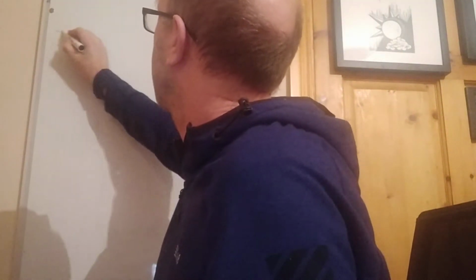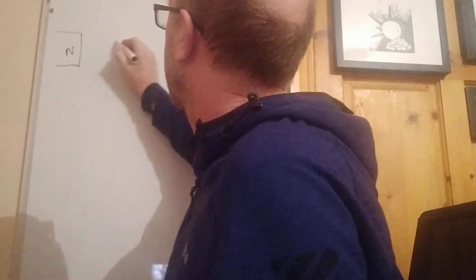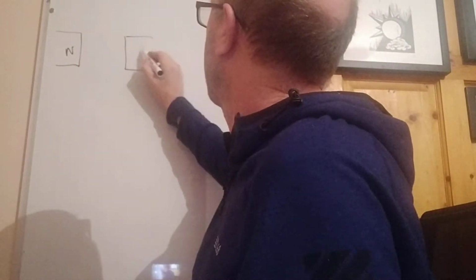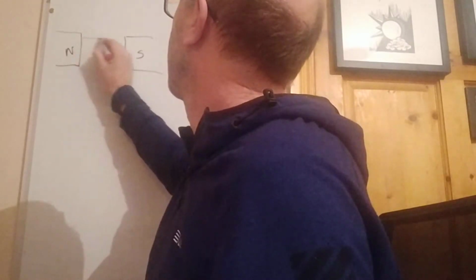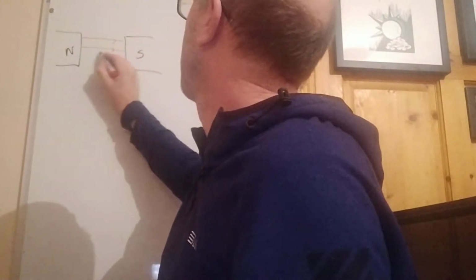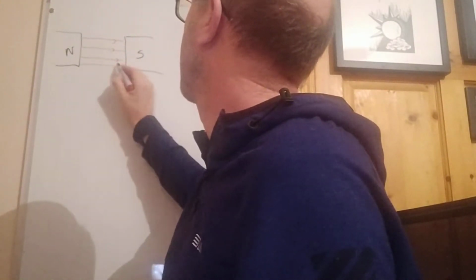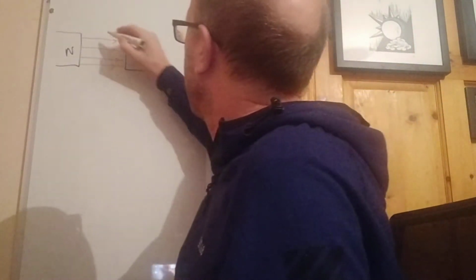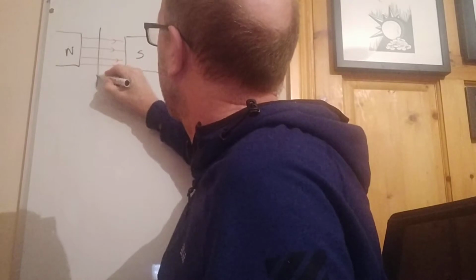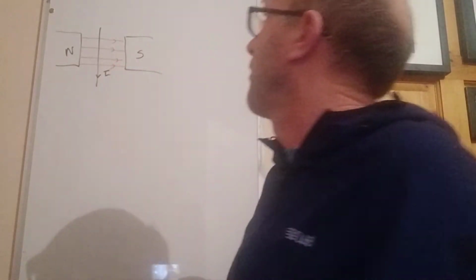So let's take this scenario. We have a north pole here and a south pole here. We know that for magnets, magnetic field lines go from the north to the south pole. So we have magnetic field lines here. We'll always use red for magnetic field lines at the moment, okay? And we're putting in a current carrying wire down here, right?